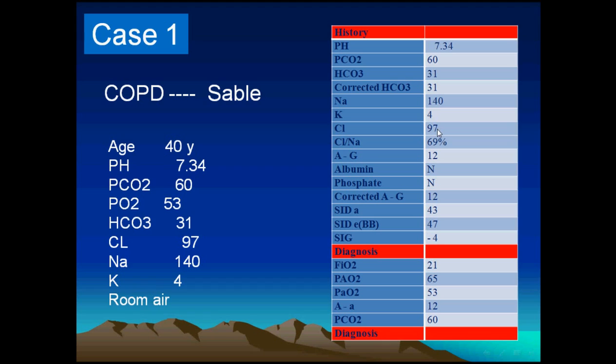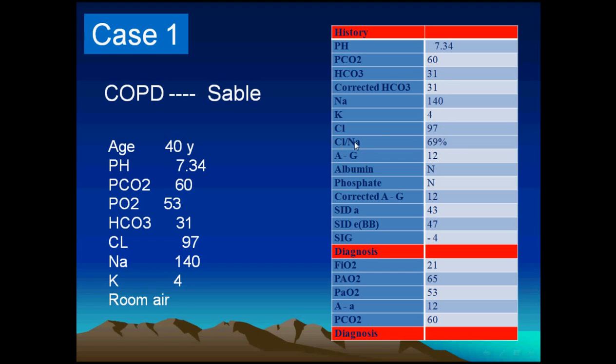But look here, the chloride is low. The chloride is low because this patient has a high partial pressure of carbon dioxide, which stimulates the carbonic anhydrase to form bicarbonate. So the retention of bicarbonate will be with concomitant loss of chloride. This is electroneutrality. That's why when you add the bicarbonate plus the chloride, the two together will be about 130. This is the normal anion gap.